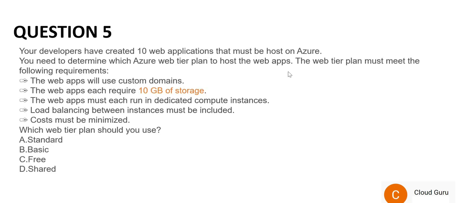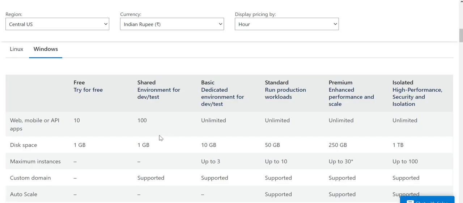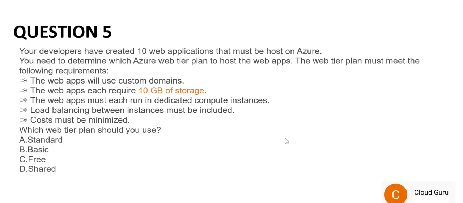Now here, from this question onwards, we are also discussing a web tier plan. The web tier plan is different from what we were seeing just now. See, these are the web tier plans. So you have free, shared, basic, standard, premium, isolated, high performance. So see here, what I will do is they have given some requirements.